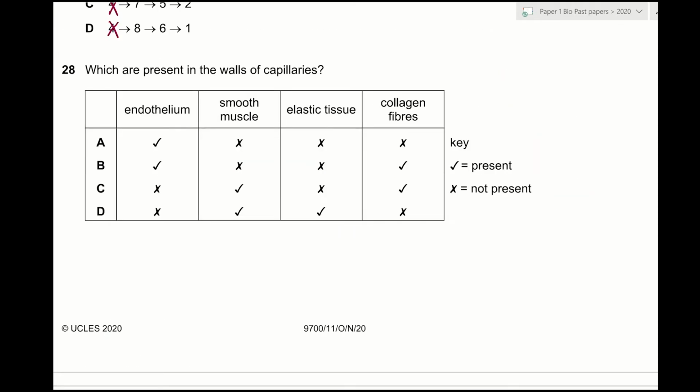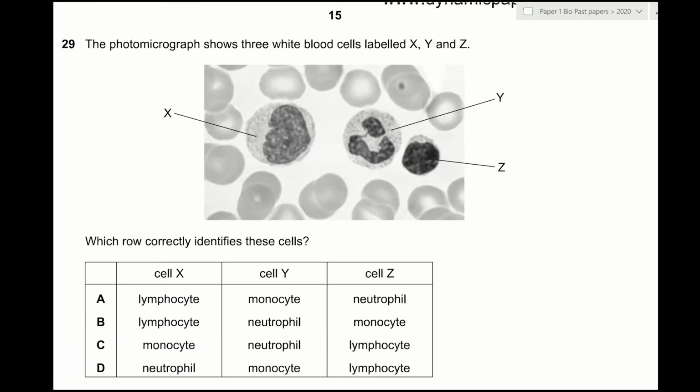Question number 28. Which are present in walls of capillaries? Endothelium. This is correct. Endothelium are present in walls of all blood vessels. So endothelium is definitely correct. And now here we have smooth muscle, elastic tissue, and collagen fibers. All 3 of them are not present in capillaries. They're actually present only in arteries and veins. Therefore, the correct answer must be A.